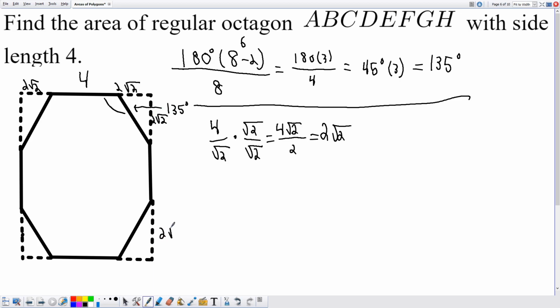And I know in my diagram, it doesn't look like these measures are the same, but that's just because I didn't draw a perfect diagram. So, don't mind that. 2 root 2 and 2 root 2. Now, we also know that all the regular side lengths of the octagon is 4.